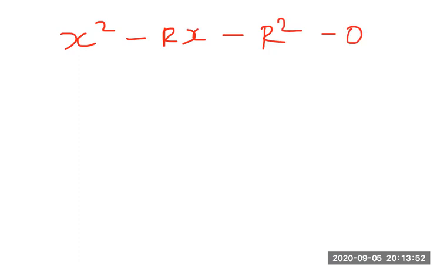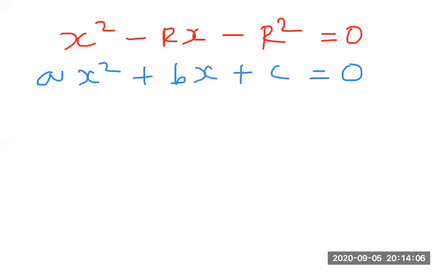Now, let me take a fresh page here. X square minus Rx minus R square is equal to 0. Sir, why have you taken this one, sir? It looks like a quadratic equation. Yes, it looks like a quadratic equation. I heard quadratic equation means ax square plus bx plus c is equal to 0. Fine, ax square plus bx plus c is equal to 0.